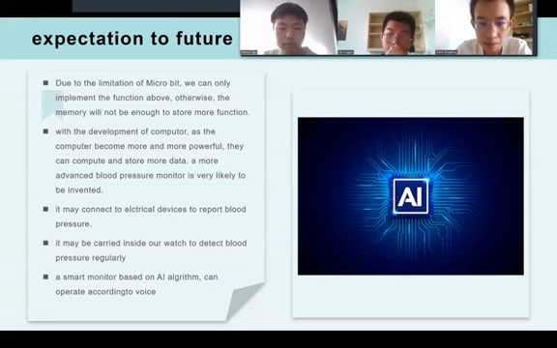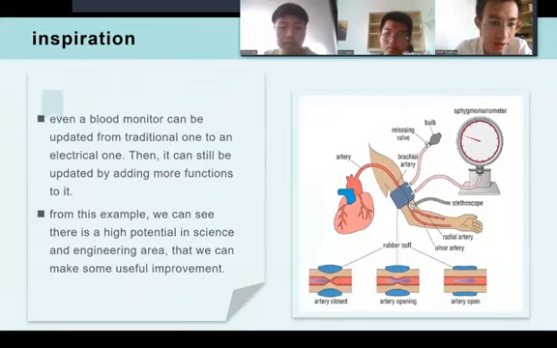As computers become more and more powerful, they can compute and store more data. In that case, we can have more space to improve the monitoring system. In this lab, we updated the device again and again. From this example, we can see there is high potential in the science and engineering area for us to make some useful improvements. That's all. Thanks.